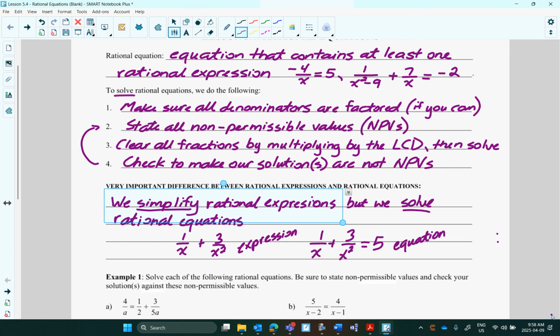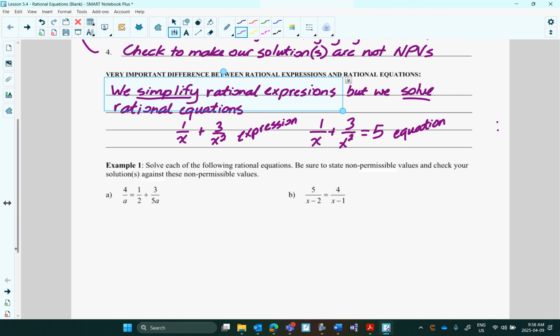Like I said, we've solved these ones before. It's just you've never seen variables in the denominator. That's all. So like here, we don't have to write this down.